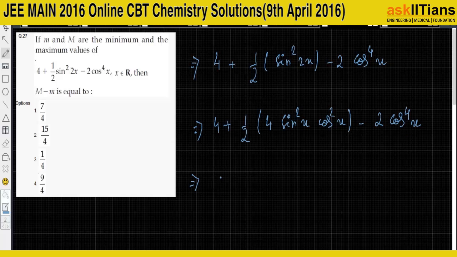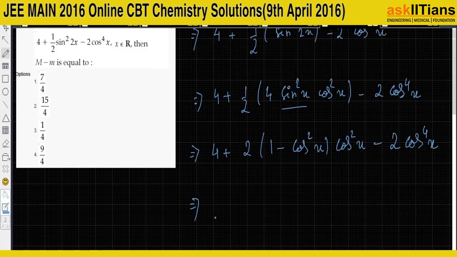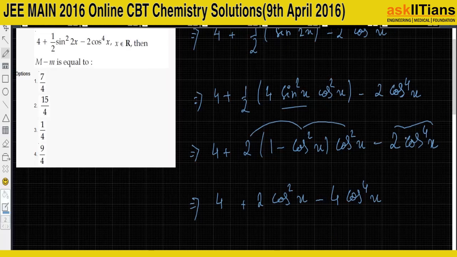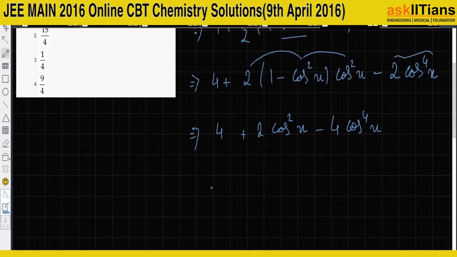Now this will become 4 plus 2 sine square x, which I can write as 1 minus cos square x, multiplied by cos square x, which is already there, minus 2 cos power 4x. So this will become 4 plus 2 cos square x. Here I'll get minus 2 cos square x, and minus 2 cos square x is already present here. So this will become minus 4 cos power 4x, because this will get combined with this.